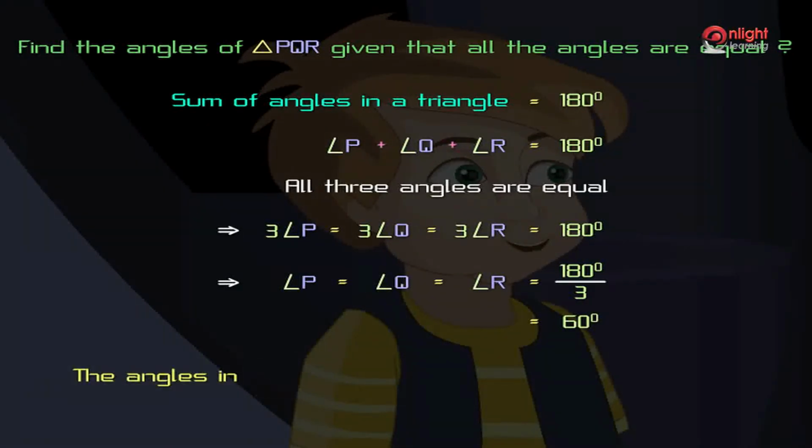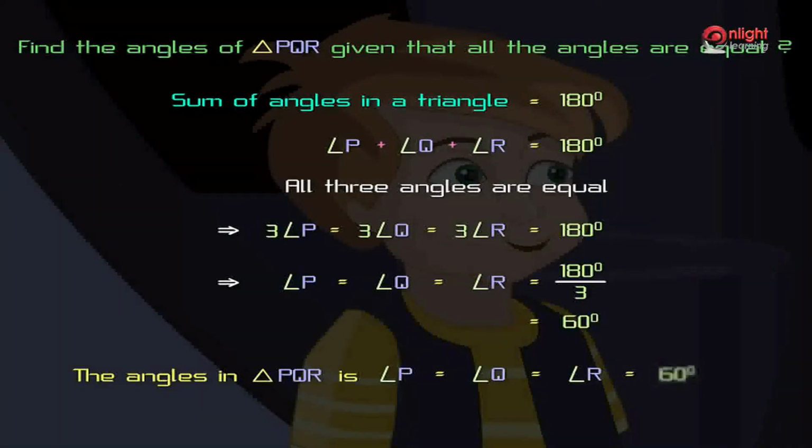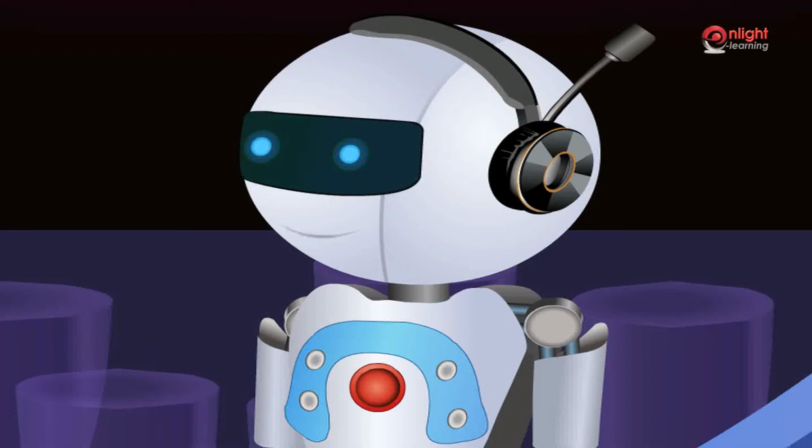Hence, the angles in triangle PQR are: angle P is equal to angle Q is equal to angle R is equal to 60 degrees. Very good.